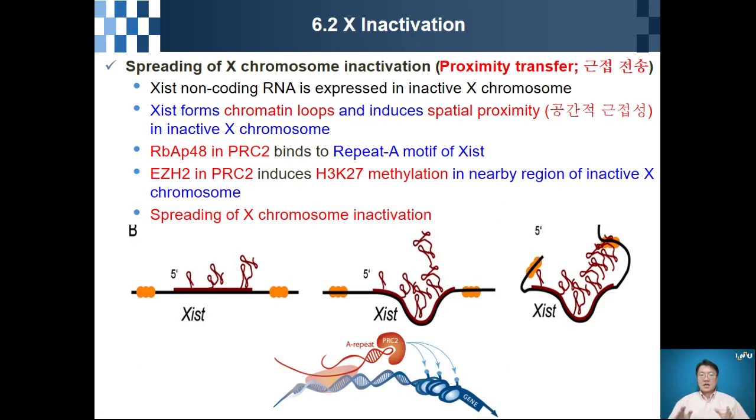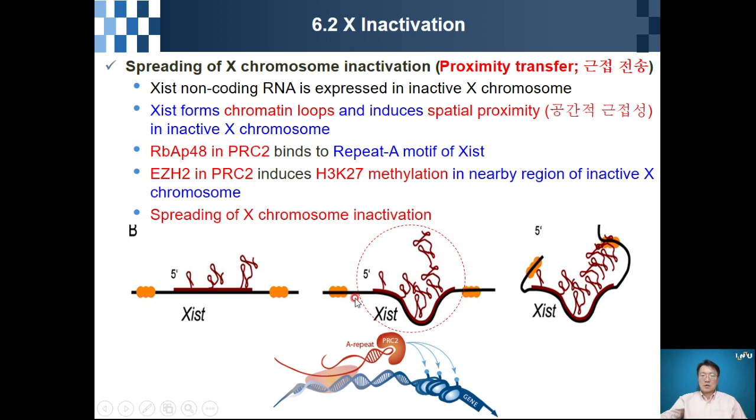So in this slide, I will explain the spreading of X chromosome inactivation. We call this mechanism proximity transfer, 근접 전송. Okay? Especially, the cis non-coding RNA is expressed in the inactive X chromosome. After that, this cis non-coding RNA forms a chromatin loop. So the chromatin makes a loop like this, and this also induces spatial proximity.